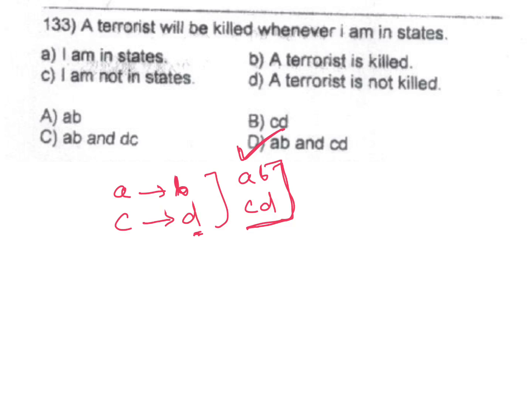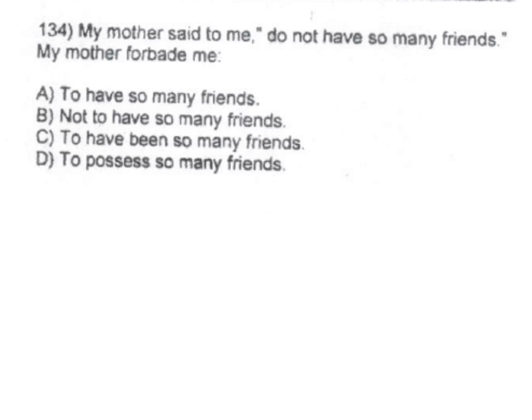My mother said to me, do not have so many friends. My mother forbade me. Forbade means disallow or prohibit. So, to have so many friends, not to have so many friends, to have been so many friends, to possess so many friends. My mother forbade me to have so many friends.